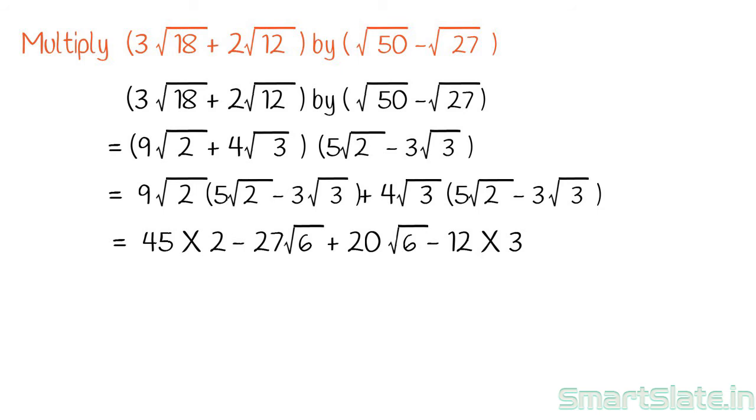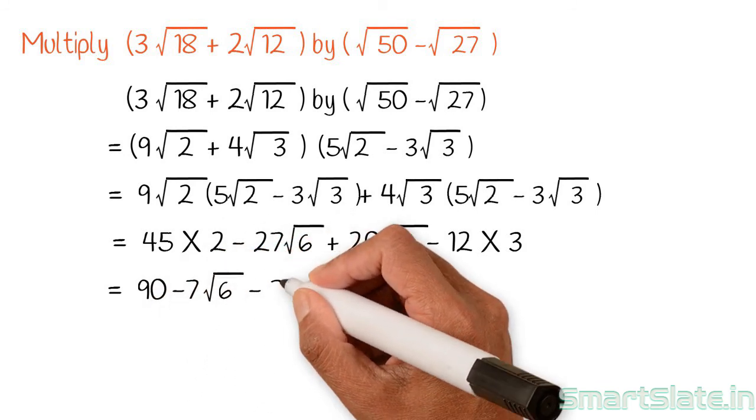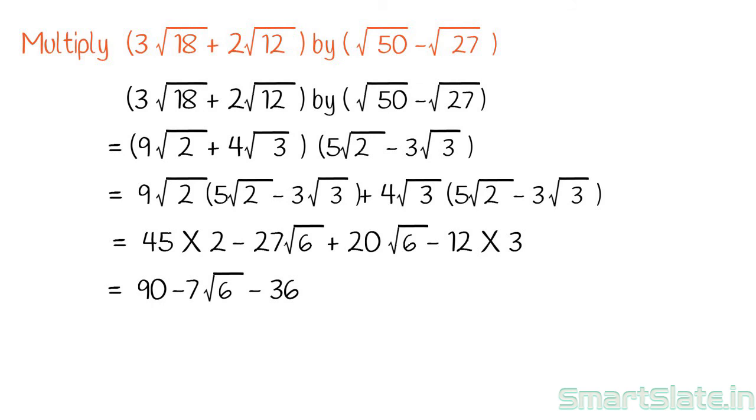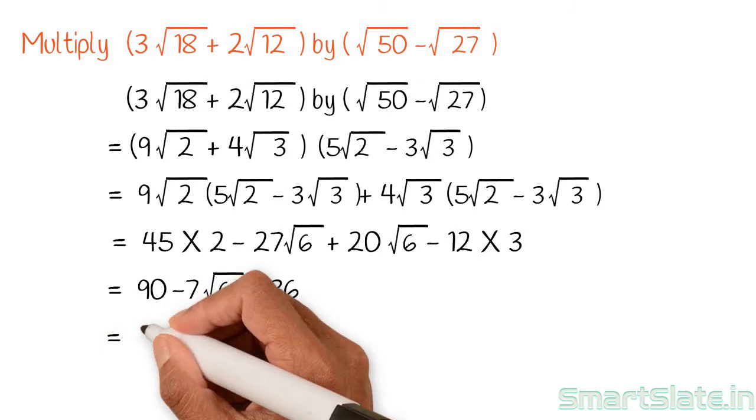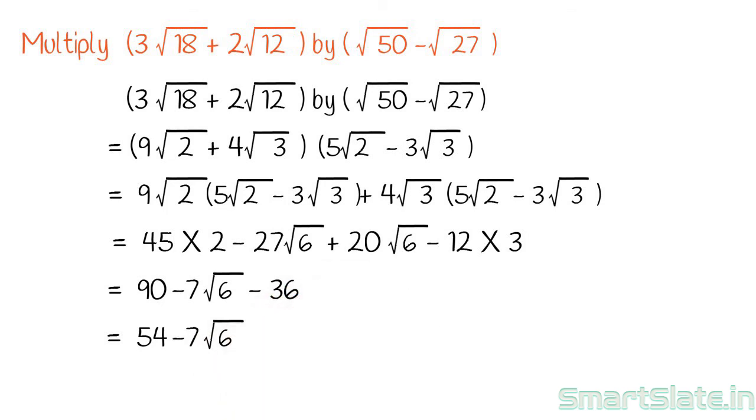Now try to simplify this. 45 into 2 is 90. Minus 27 into square root of 6 plus 20 times square root of 6 is minus 7 times square root of 6. And 12 into 3 is minus 36. Hence, it is 90 minus 7 times square root of 6 minus 36. 90 minus 36 is 54. It is 54 minus 7 times square root of 6. The answer to this question, or the multiplication of these two terms, is 54 minus 7 times the square root of 6.